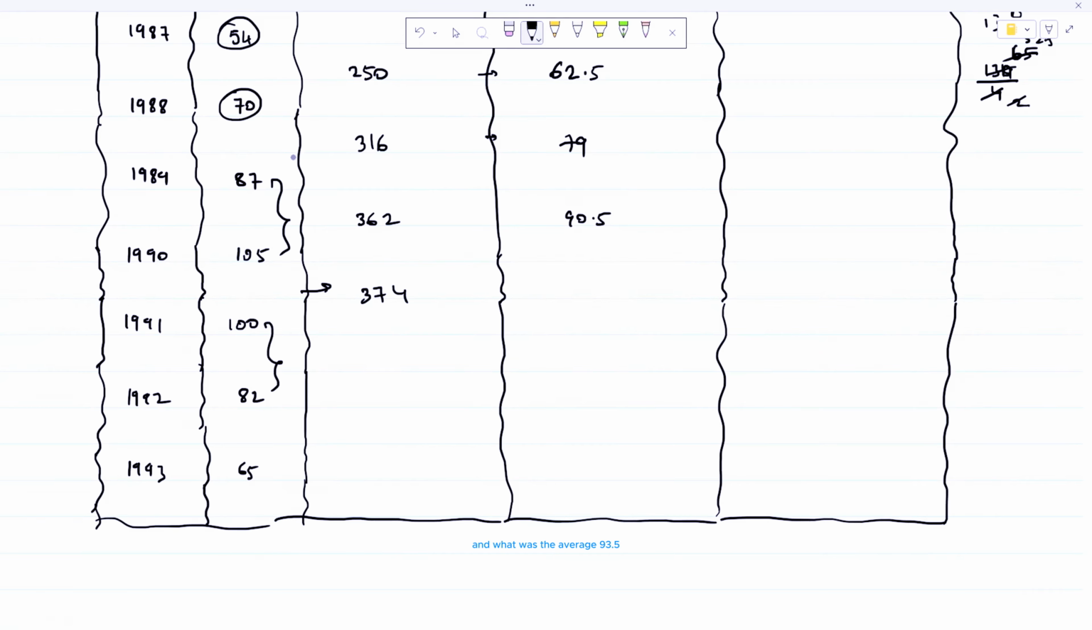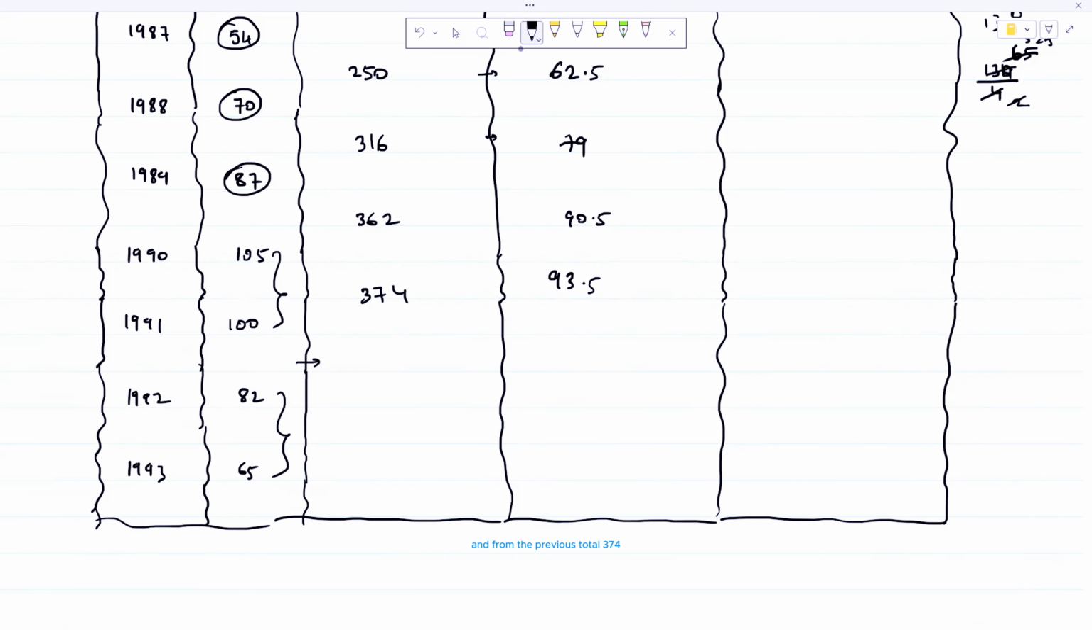374. And what was the average? 93.5. And we will round the number, top number. We'll repeat the same procedure again and again. Select the next two and the next two. I think this is the last entry.